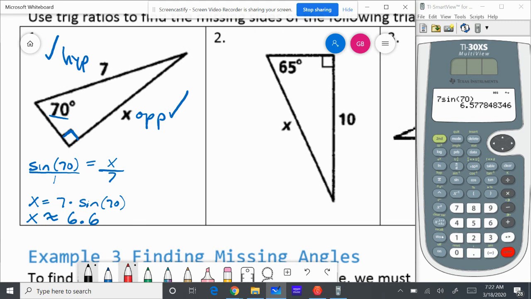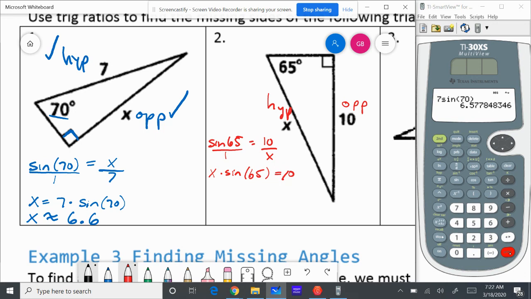All right, number 2. You have the opposite of the 65-degree angle, and you have the hypotenuse. Okay, so once again, we're going to use sine. So the sine of 65 is equal to 10 over x. Okay, we're going to cross multiply again to solve. Okay, but this time we're going to get x times the sine of 65 equals 10.